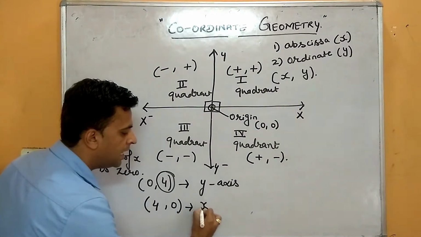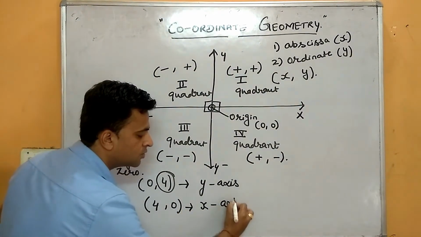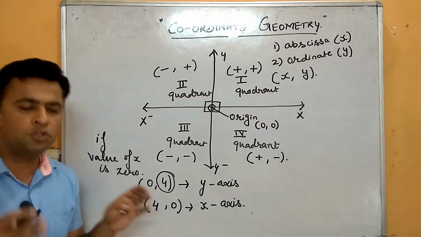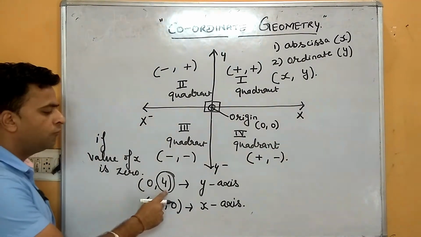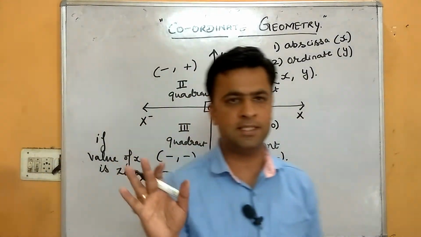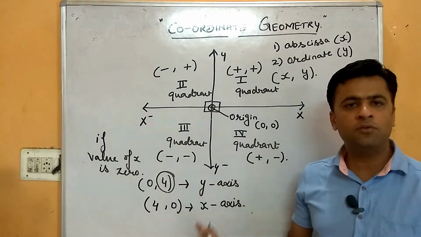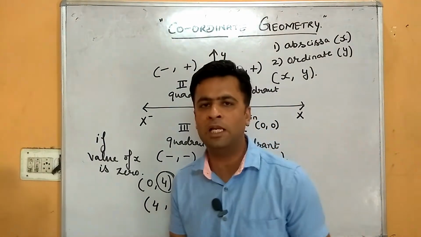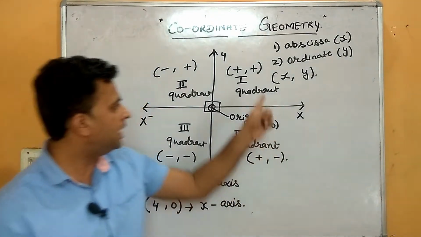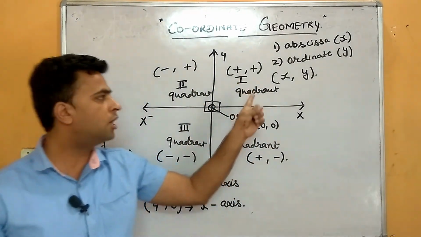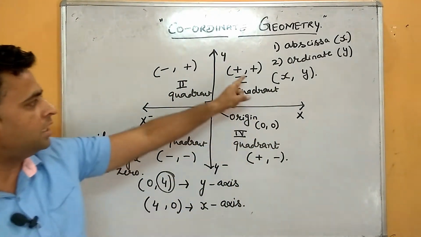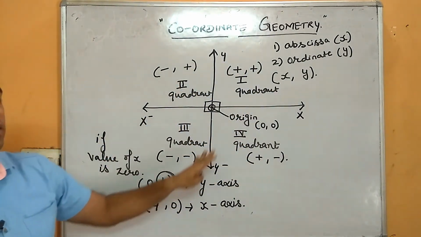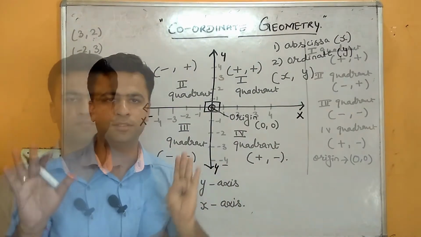lie on the x-axis. So if somebody asks you in which quadrant these points lie, you have to give the answer: 0 and 4 lie on the y-axis, and 4, 0 will lie on the x-axis. And if both are non-zero values, then it will lie in one of the quadrants according to its sign.